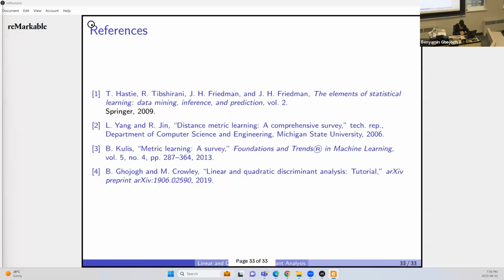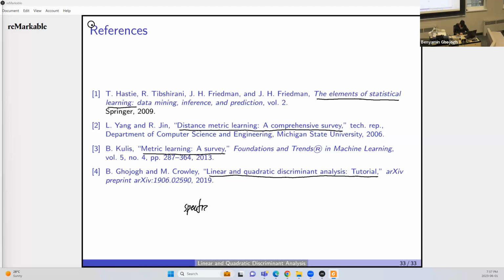Okay, references. This is the book, The Elements of Statistical Learning by Hastie, Tibshirani, and Friedman at Stanford. This is a survey on distance metric learning. This is another survey on metric learning. This is our tutorial paper on linear and quadratic discriminant analysis. I forgot to mention it here, but I also have another tutorial on metric learning. It's called Spectral, Probabilistic, and Deep Metric Learning: Tutorial and Survey. It's on arXiv.